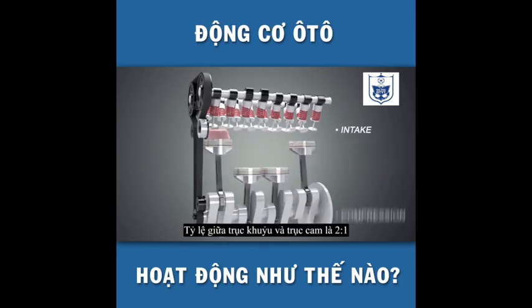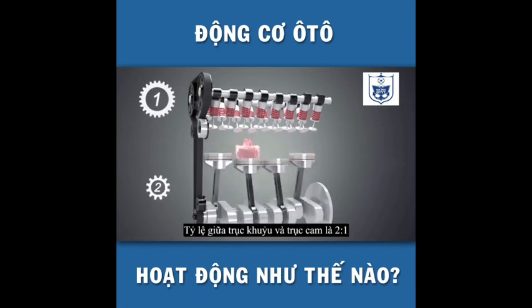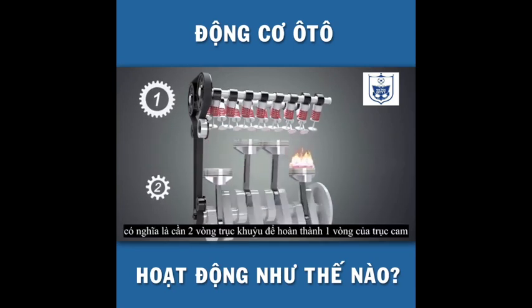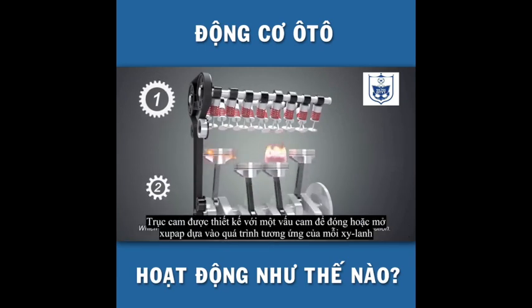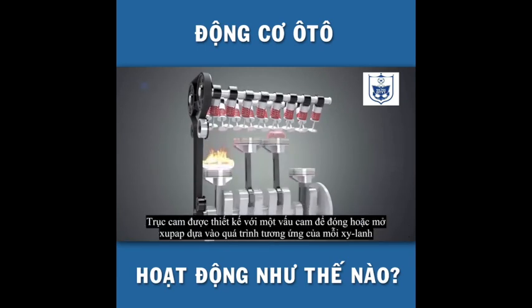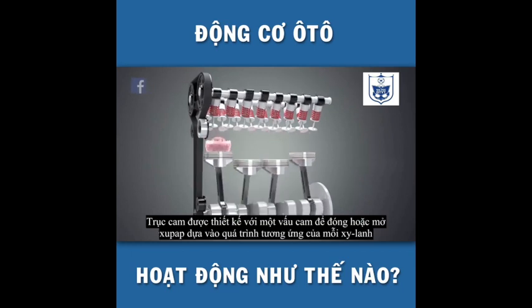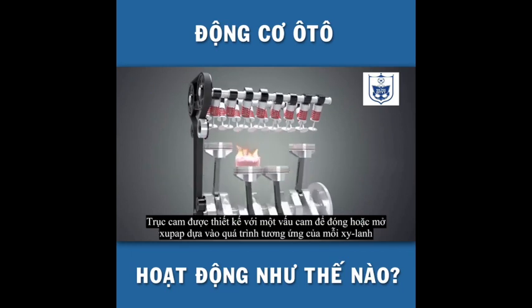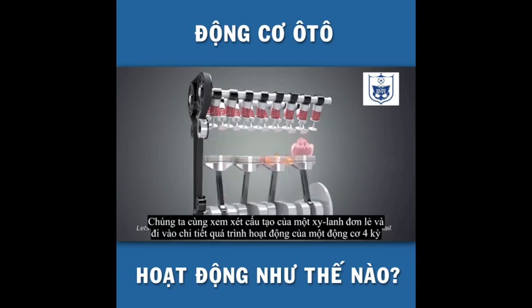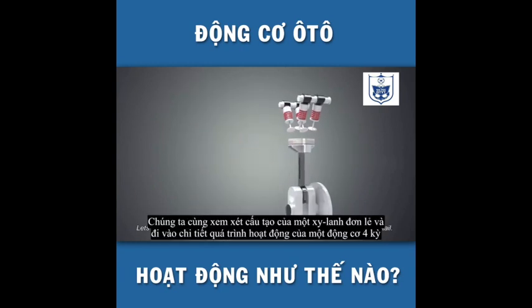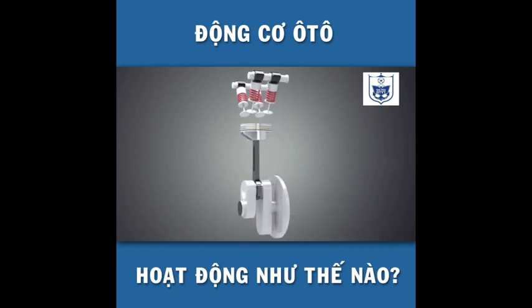The crank to camshaft ratio is 2:1, which means it will take 2 crank revolutions to complete one camshaft revolution. And the camshafts are designed in a responsive manner to open or close based on the corresponding strokes of each cylinder. Let's take a look at a single cylinder and see how a 4-stroke engine works in detail.